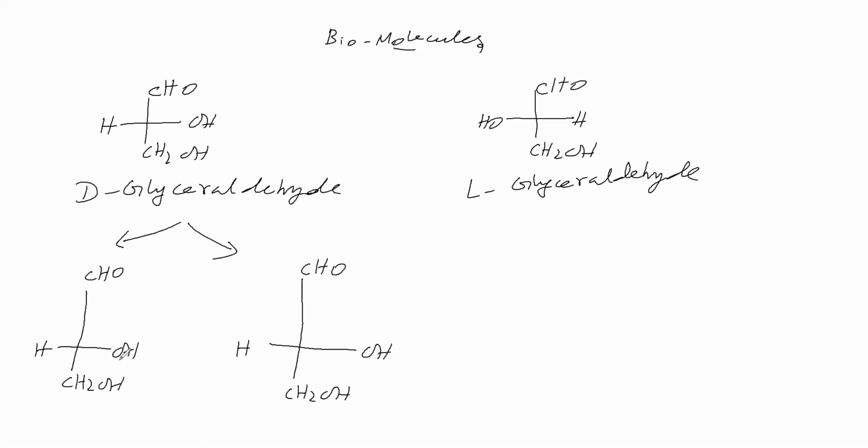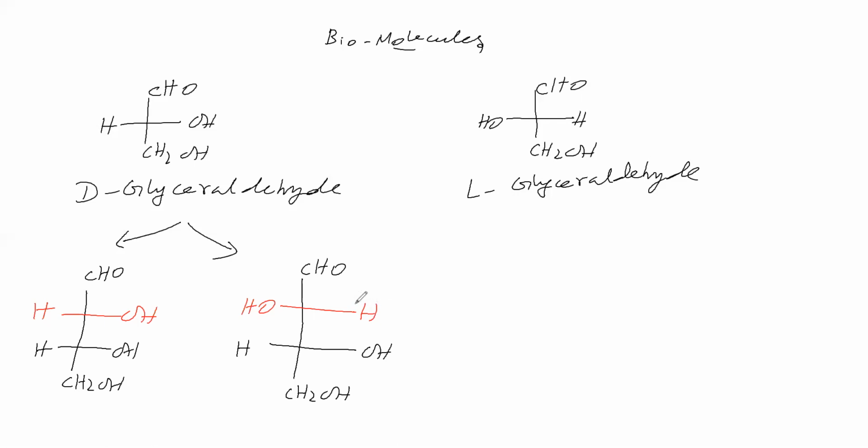Now in this D-glyceraldehyde, let us introduce one chiral carbon. So we are introducing one chiral carbon, that is, the chiral carbon having H and OH like this. In this case, we will invert and introduce. So we got like this.